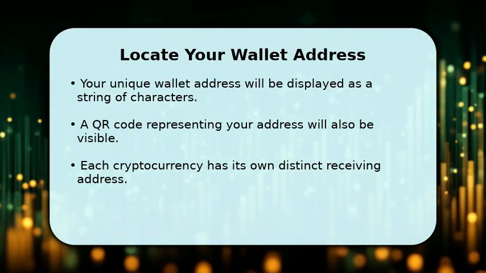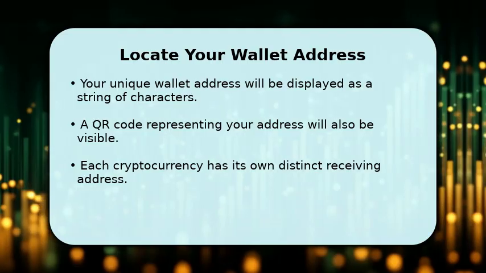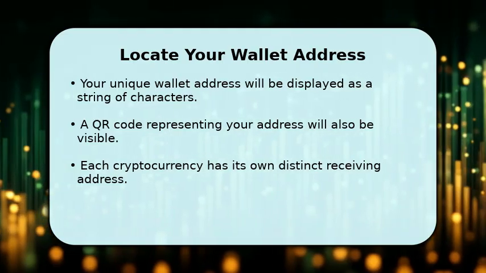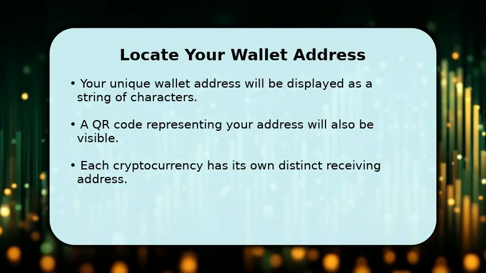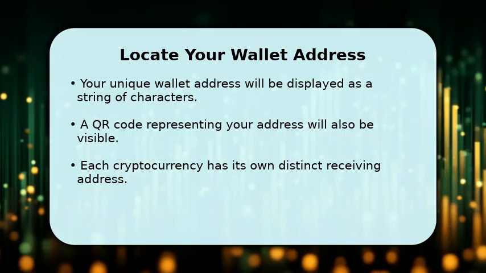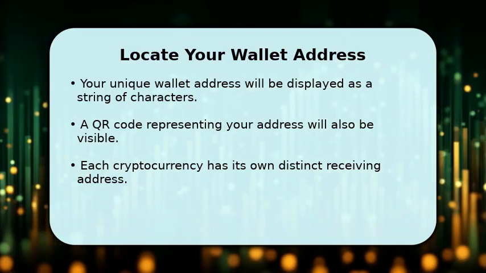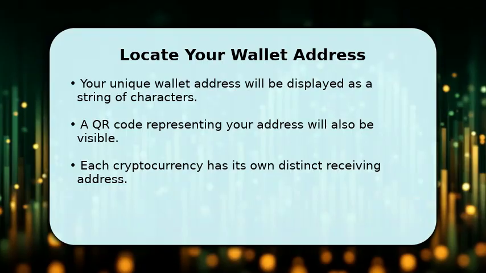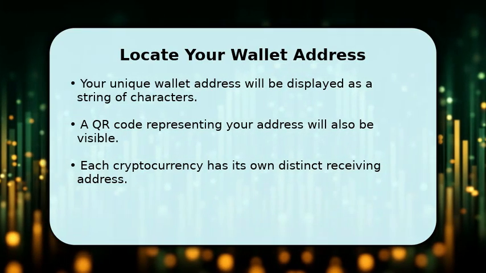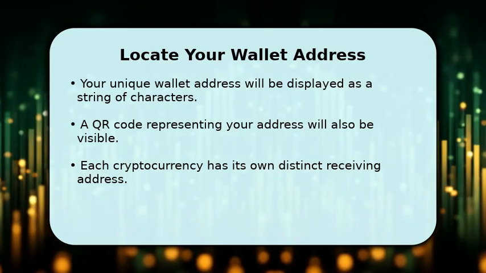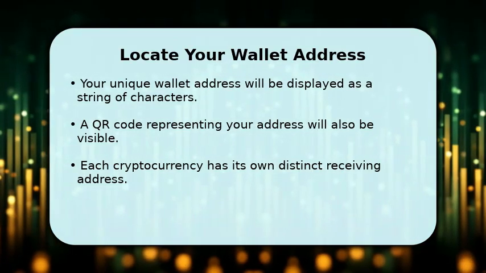This address is a long string of alphanumeric characters. You will also see a QR code, which is a visual representation of your address. Remember, each cryptocurrency, like Bitcoin or Ethereum, has its own distinct receiving address. Always ensure you are viewing the correct address for the asset you expect to receive to avoid any errors.